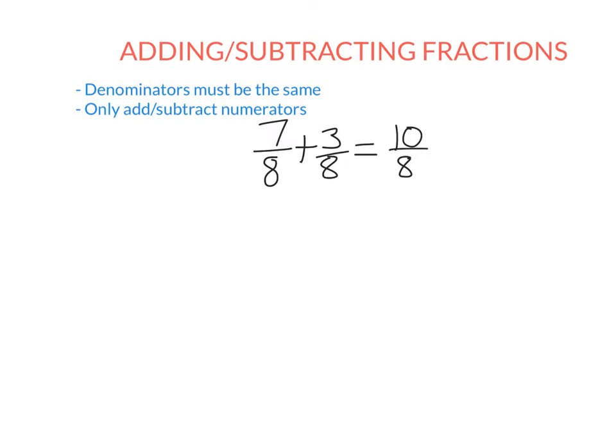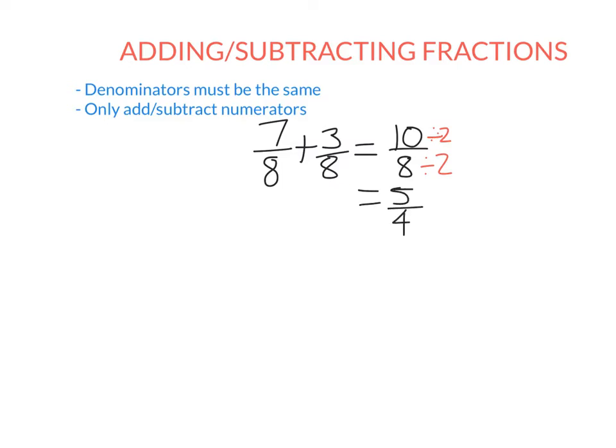This can be simplified because 10 and 8 share a common factor of 2. So I can divide 10 by 2 and 8 by 2, and that's the same as 5 over 4. So 5 over 4 is an improper fraction.